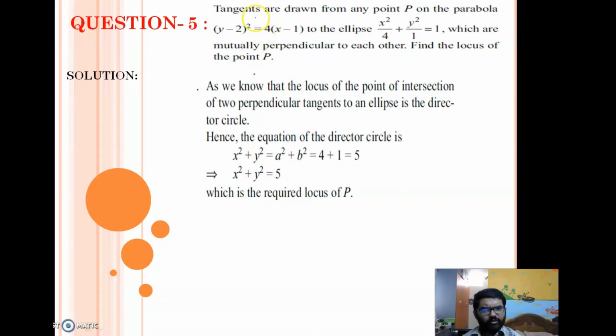From that point, tangents to the ellipse are mutually perpendicular to each other. Indirectly, it is nothing but the director circle of this ellipse. That point lies on this. Therefore, the equation of the director circle is x square plus y square is equal to 5. The locus of it is this one.